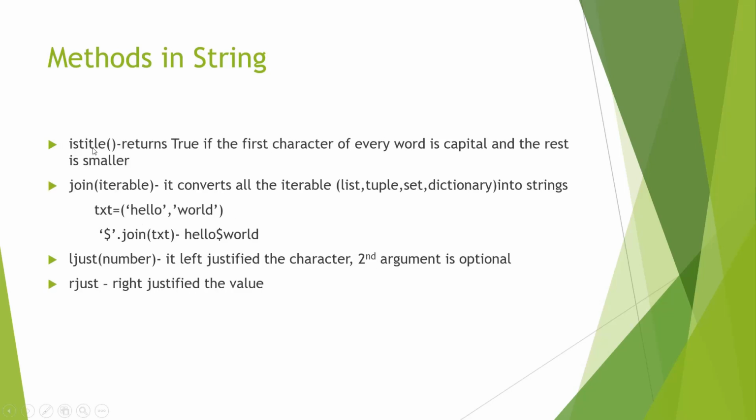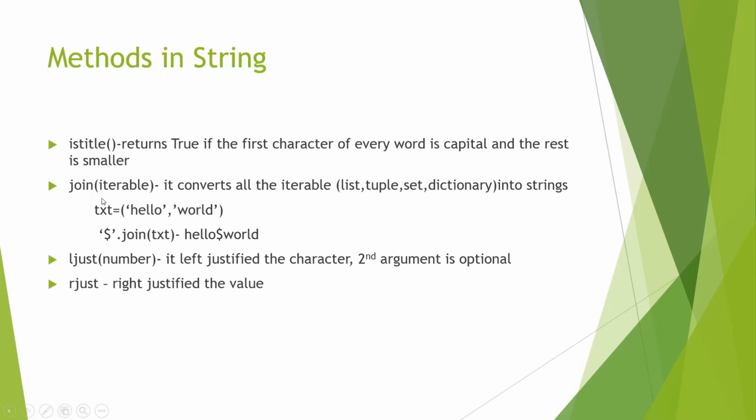isTitle returns true if the first character of every word is capital and the rest of the characters within the word are smaller. So title means if there are two words, for example hello world, the first character of every word has to be capital and the rest of the characters can be lowercase values. Okay, so that is title. It checks if it is title, then gives us true, otherwise it gives us false.